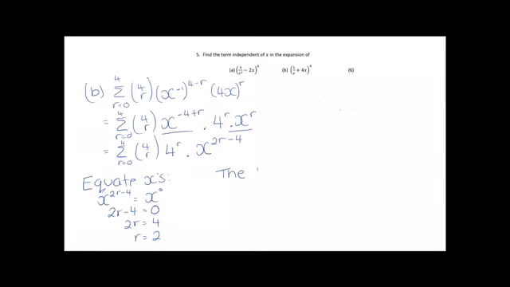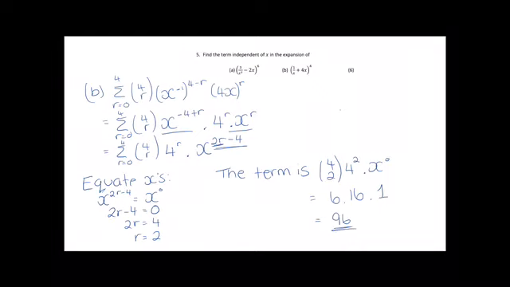Now that we've got our value for r, we can write down our term. So in this case, the term is 4 choose 2. 4 to the power r, so 4 squared, times by, so 2 times 2 gives us 4, take away 4 gives us our x to the power of 0. 4 choose 2 is 6, 4 squared is 16, timesing that by x to the power of 0 is 1. Multiply them together and your answer is 96.